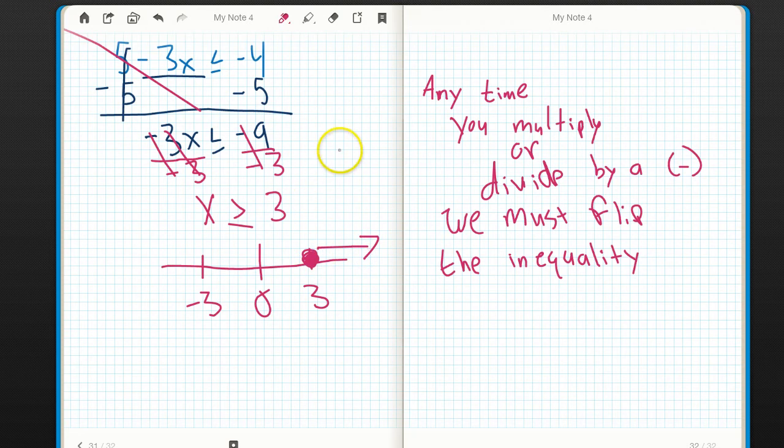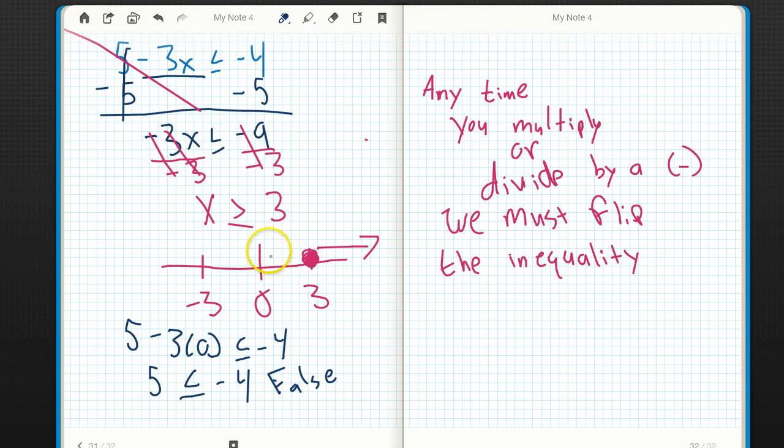So now let's plug in 0. We're going to have 5 minus 3 times 0 is less than or equal to negative 4. Well, 3 times 0 is 0. So you have 5, because 5 minus 0 is 5. So 5 is less than or equal to negative 4. Now, is this correct? Is 5 less than negative 4? Is a positive ever less than a negative? No. This is false. This is incorrect.